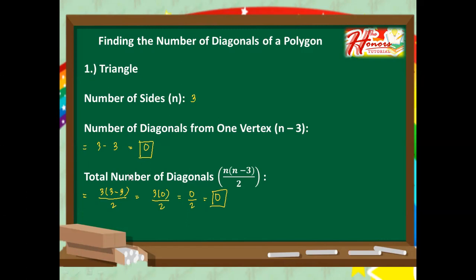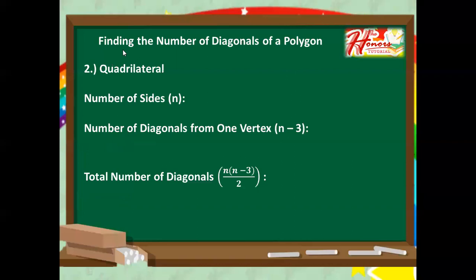Let's have another example. We have here the quadrilateral number of sides. That is 4. For us to determine the number of diagonals from one vertex, let's substitute 4 to n in the formula. So that is 4 minus 3. 4 minus 3 is equal to 1. Next, let's solve for the total number of diagonals. Let's substitute 4 to the n given here in the formula. So that is 4 times 4 minus 3 over 2. Let's solve first the equations inside the parentheses. So that is 4 times 4 minus 3, that's 1 over 2. So 4 times 1 is 4 over 2. 4 divided by 2 is equal to 2.